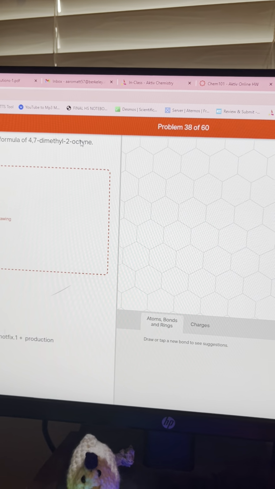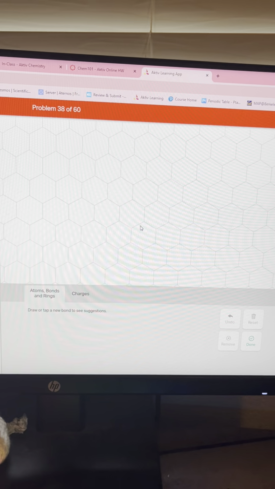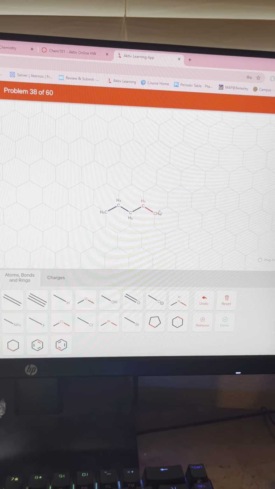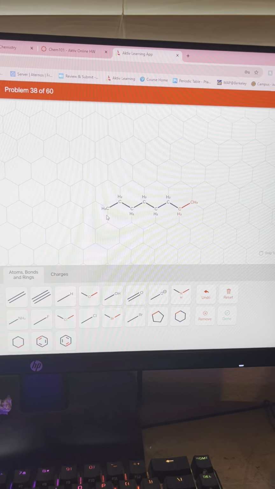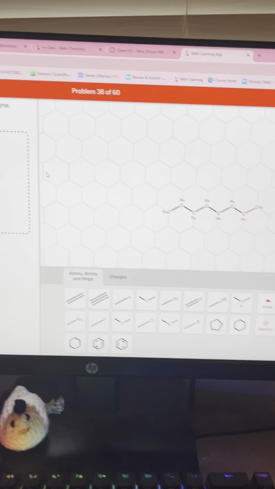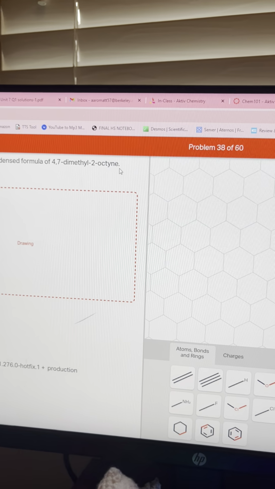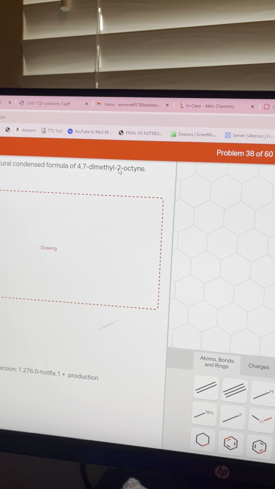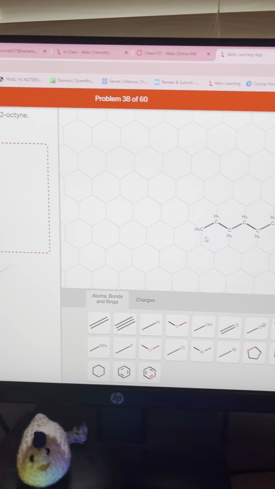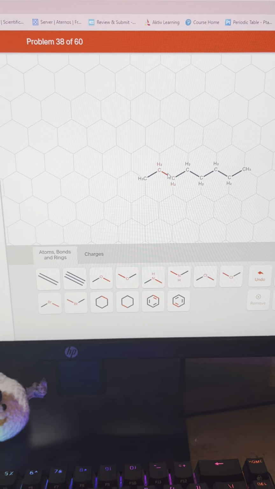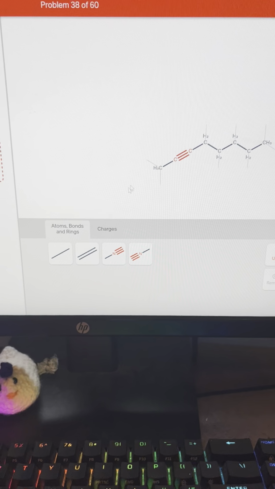So, first, octyne. It's 1, 2, 3, 4, 5, 6, 7, 8, 2, 4, 6, 8, okay? And then, first this "yne" tells us there's a triple bond, and the triple bond is at 2. So, triple bond 1, start here, 2. So we have the triple bond here.